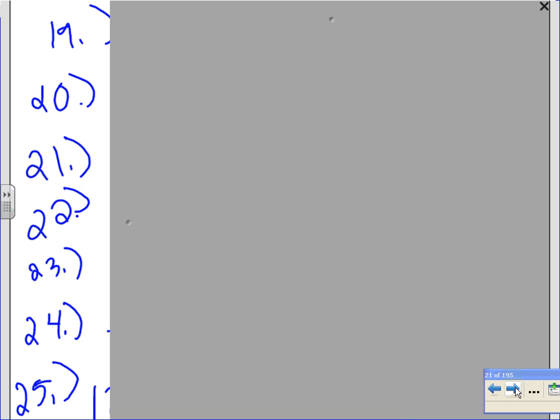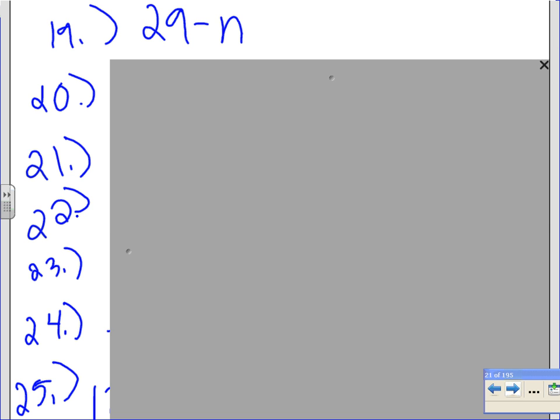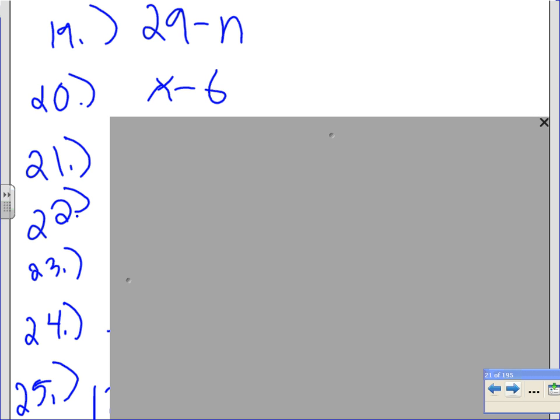Okay, Emma M, number 19. It's 29 and then decreased by a number, so it should be the opposite. So 29 minus N, or 29 minus whatever letter you want. Donatus, number 20. Good. X minus 6, or any letter.